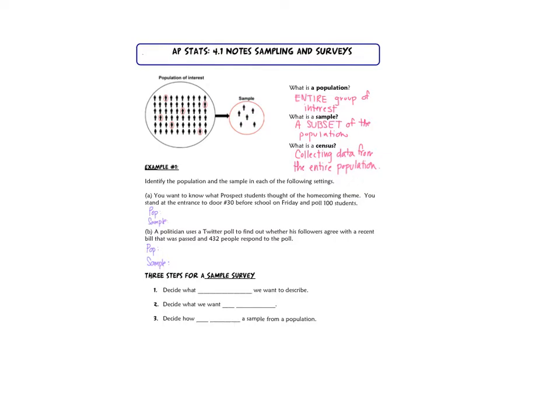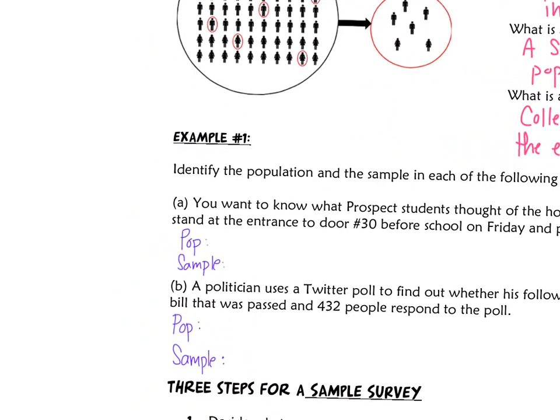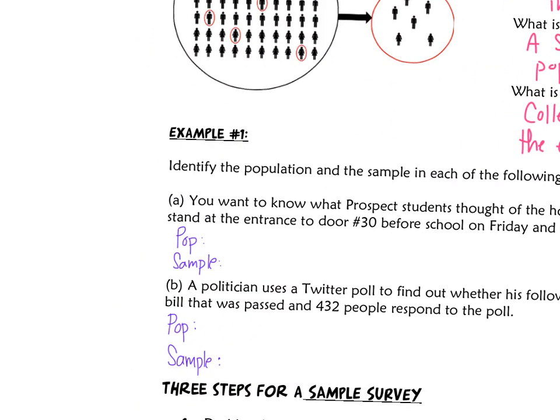Okay, so for this example, the population is going to be all prospect students because we want to know what prospect students thought. So the population is going to be PHS students. The sample is who you actually gather the information from. So for us, that's going to be the 100 students at door 30.